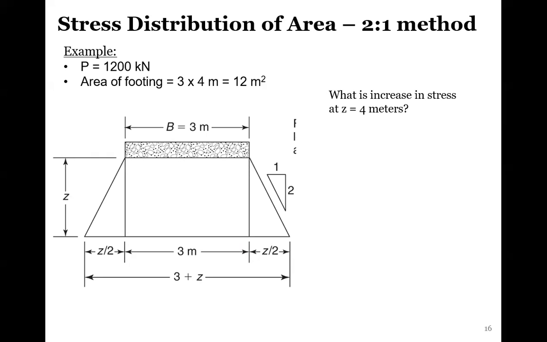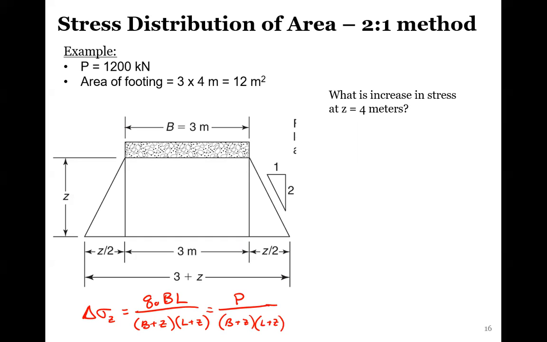For this, again, the equation is our delta sigma Z, our increase of stress, equal to Q naught times BL divided by B plus Z times L plus Z. Luckily, this whole thing is also equal to, simplified as, P divided by B plus Z times L plus Z. So since we're given P, we might as well use the equation with P.